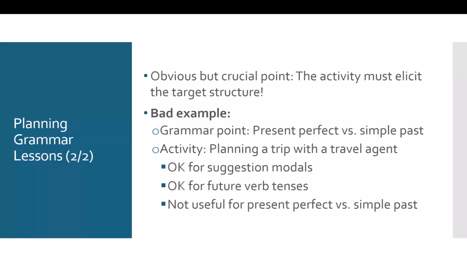You could, you should, you ought to do this. It's okay for future verb tenses, okay? On day 1, you will do this. On day 2, you will do that. And in the afternoon, you will be, I don't know, swimming with the dolphins, whatever. It's okay for that. But it's not useful for present perfect versus simple past. So I know it seems like a no-brainer, but smart people make mistakes too.